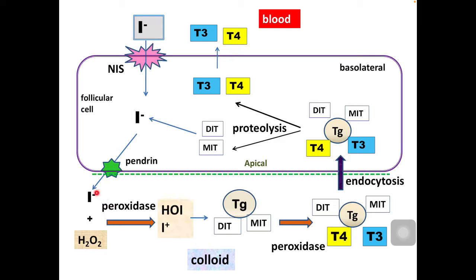Second step is oxidation of the iodide. Third step is iodination of the thyronine molecules. Next step is coupling. Then there is endocytosis and proteolysis. And finally, release into the bloodstream. So I hope this is very clear.